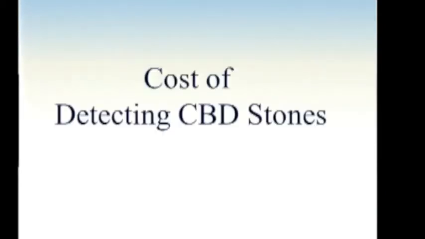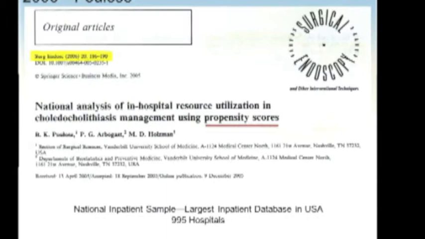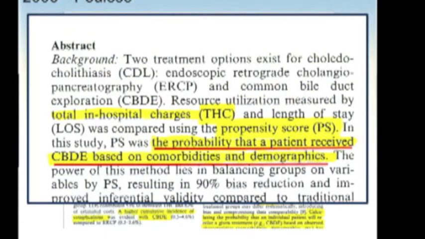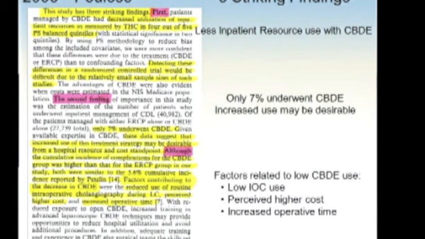So how about the cost of determining all these things? Well, Polos has two articles that I'm going to reference here. In 2006, they looked at the propensity scores for patients, which they said was the probability the patient might receive a common duct exploration based on comorbidities and demographics. Without going through all the details of their paper, they had three striking findings. There was less patient resource used with common duct exploration.